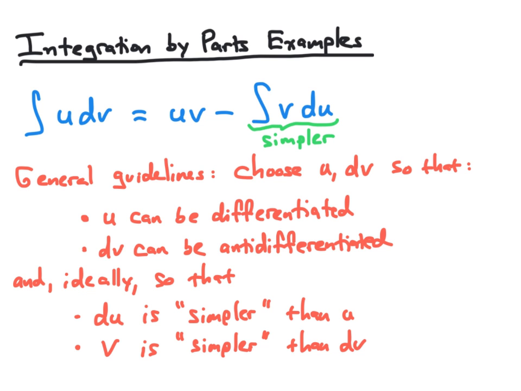In addition to choosing u and dv so that these two things are possible, we would ideally like to choose u so that du is a simpler expression than u, and that v is a simpler expression than dv. This will give us the best chance for the integral of v du on the right-hand side to be a simpler integral than our original integral, the integral of u dv. Be aware that we might not always be able to follow these final two guidelines, as we'll see in our first example.